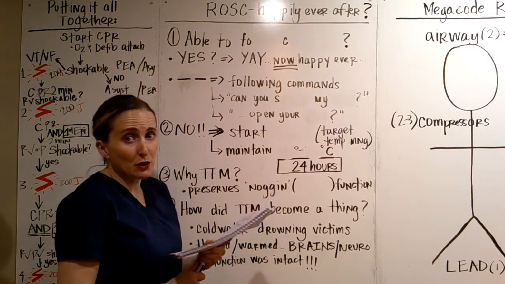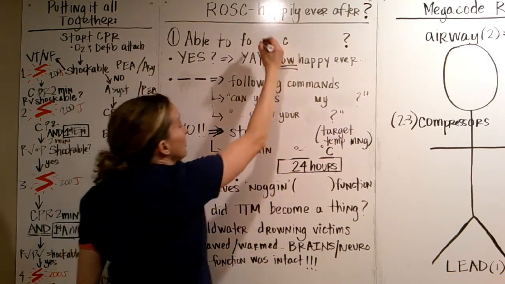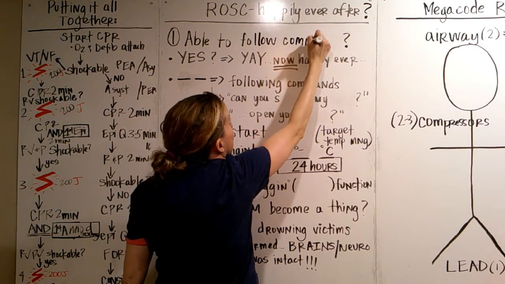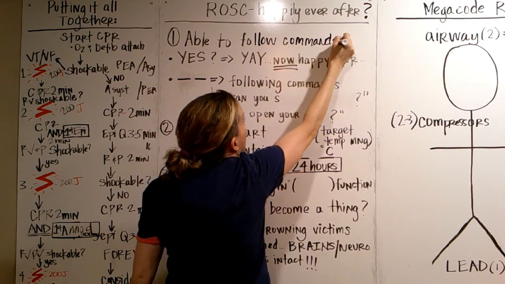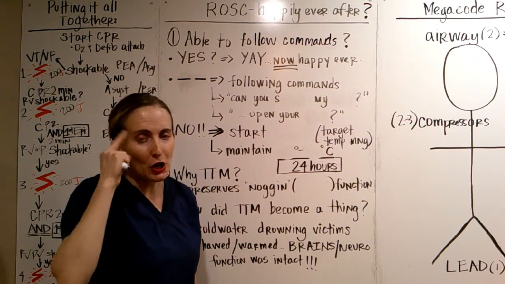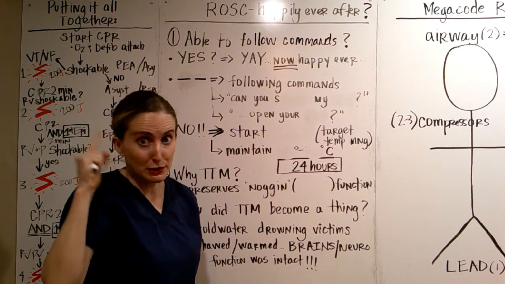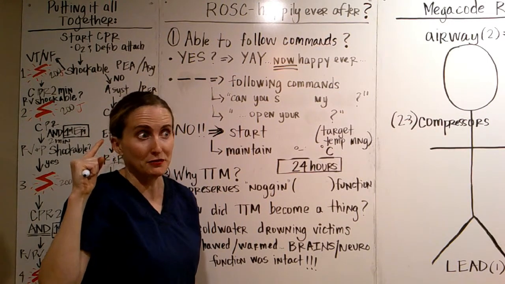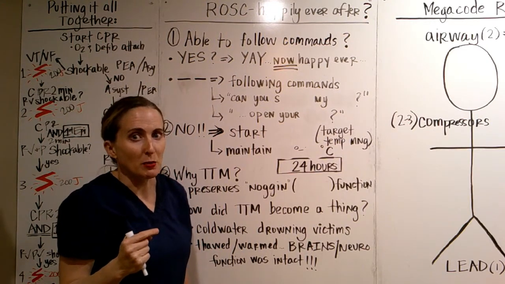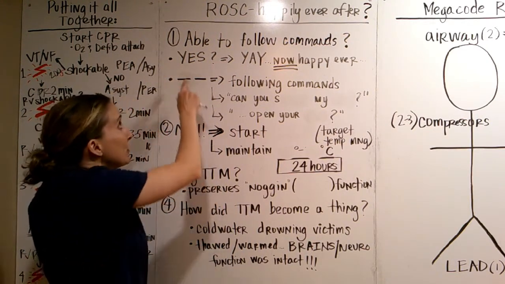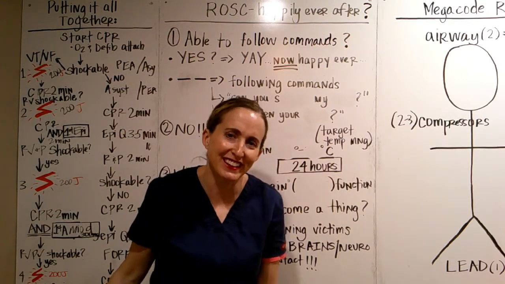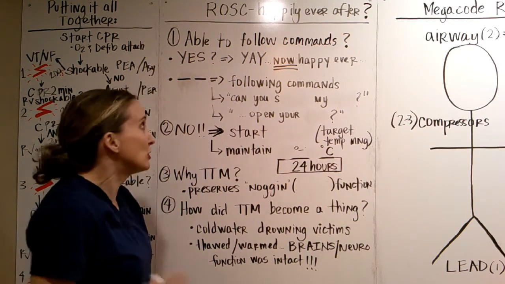So we have to find out if they're able to follow commands. So we know we have a heart rate back and they have a pulse, but we need to know if that person is still in there. We need to find out if they are still who they were before they coded, right? We need to see what kind of brain function we've got. So if yes, they're able to follow commands, now it's happily ever after. Not really, but you don't have to do the next bit.